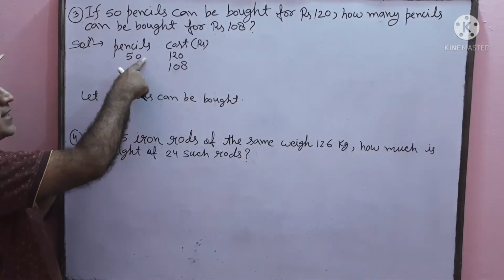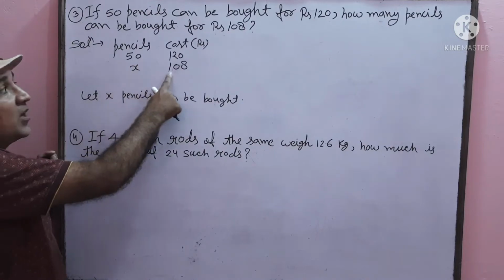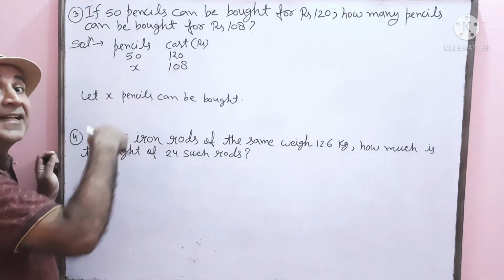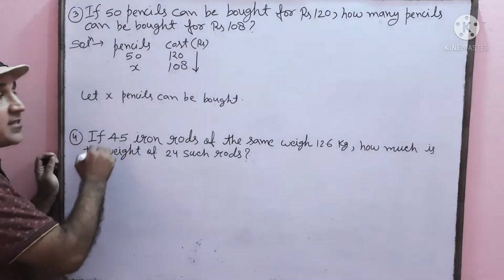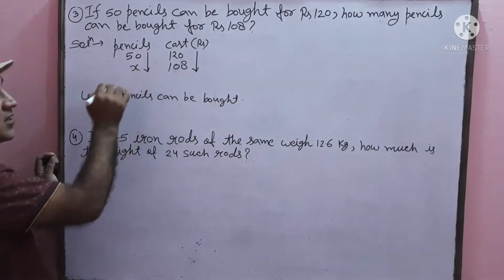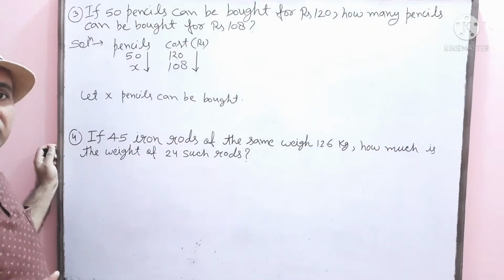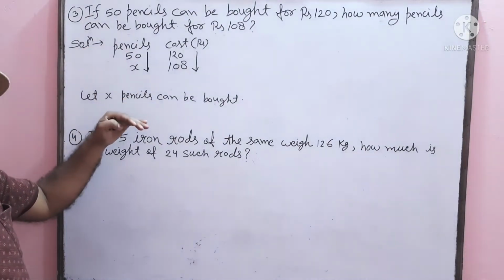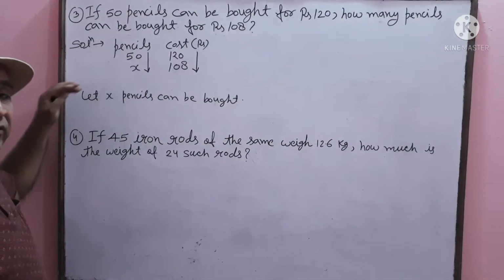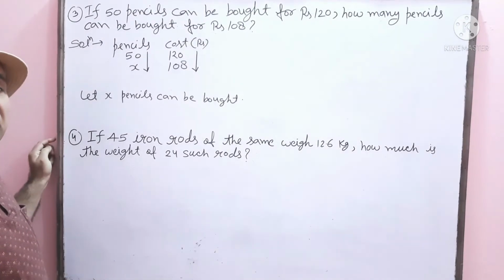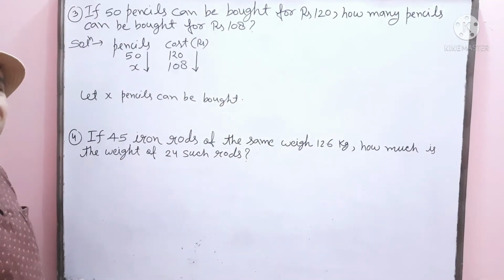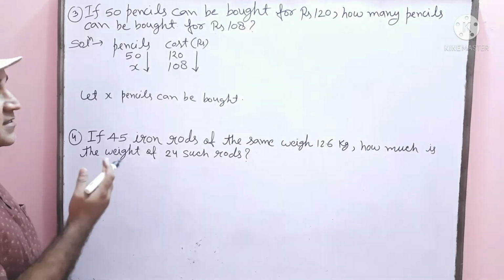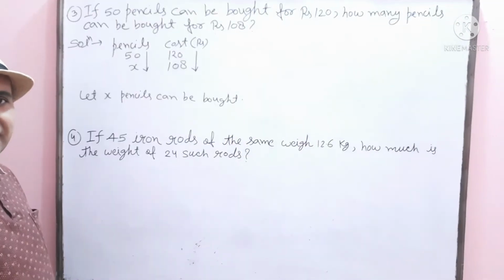120 rupees is giving 50 pencils, then 108 rupees will give us fewer pencils. Because the cost is decreasing, the number of pencils will also decrease. When one quantity is decreasing, the second quantity will also decrease, and this relation is called direct variation. Tell me, is this understood or not? That is the practical part of our life.